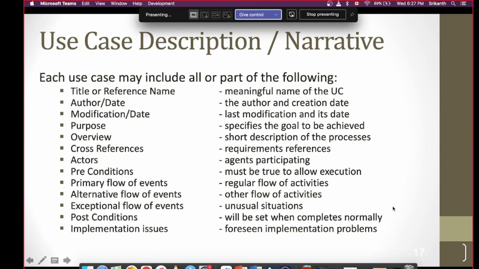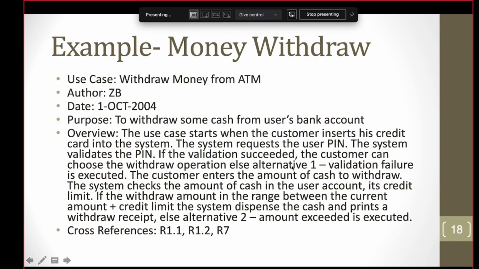Foreseen implementation problems, if any. Okay, let's go through this with the help of an example. Withdrawing money from an ATM machine is a use case. So the name of the use case will be "Withdraw money from ATM."